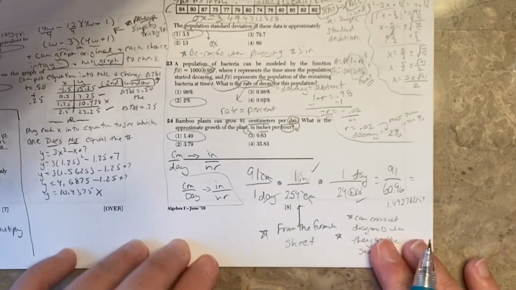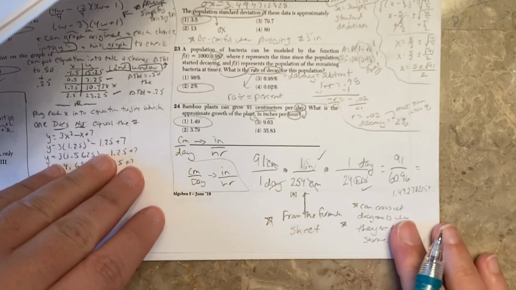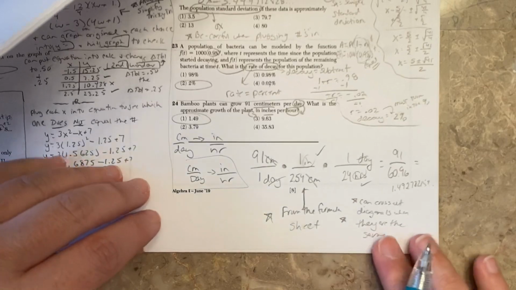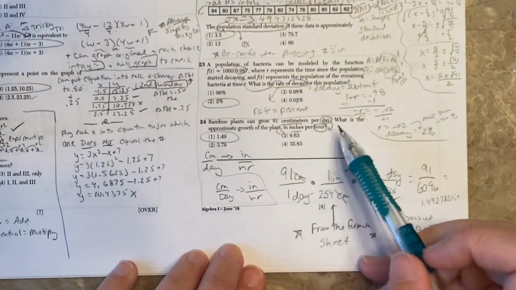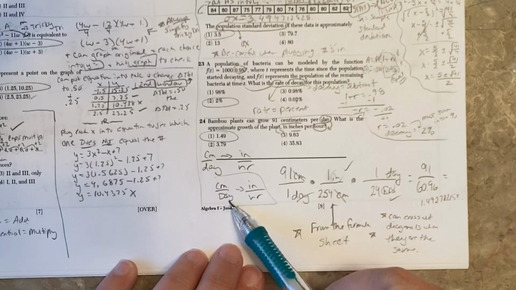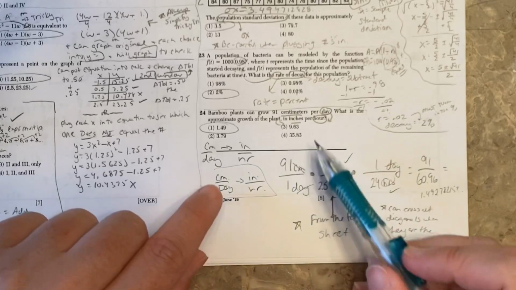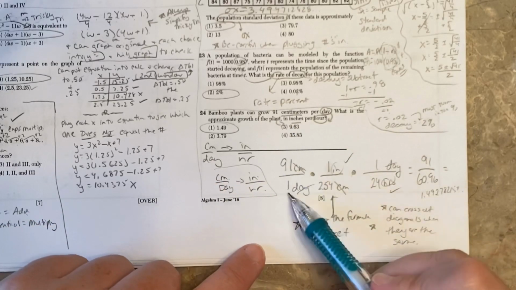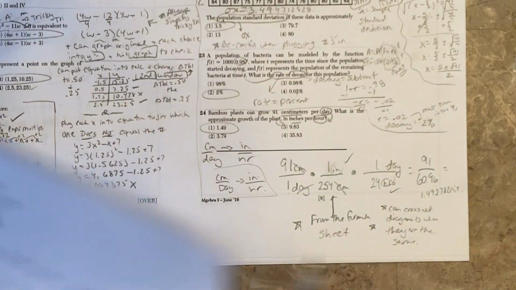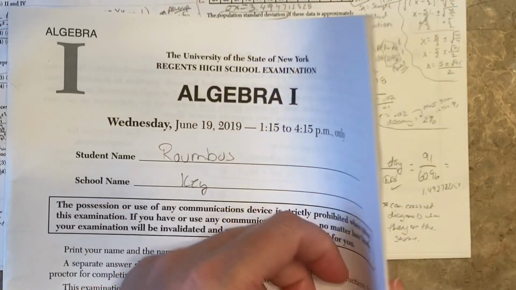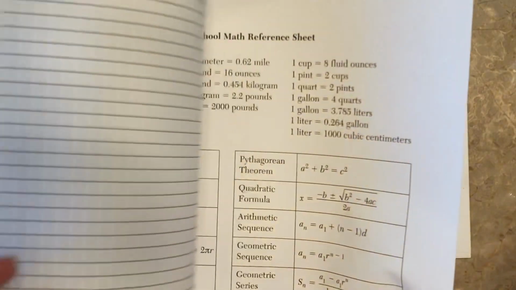All right, 24. Bamboo can grow 91 centimeters per day. What's the approximate growth of the plant in inches per hour? They've been asking a lot of these conversions. So we want to go from centimeters per day to inches per hour. I'm starting with the 91 centimeters in one day, and I want to get rid of the centimeters. And actually, I took last year's actual Regents. This is what the booklet would have looked like. This is what you actually would have taken.